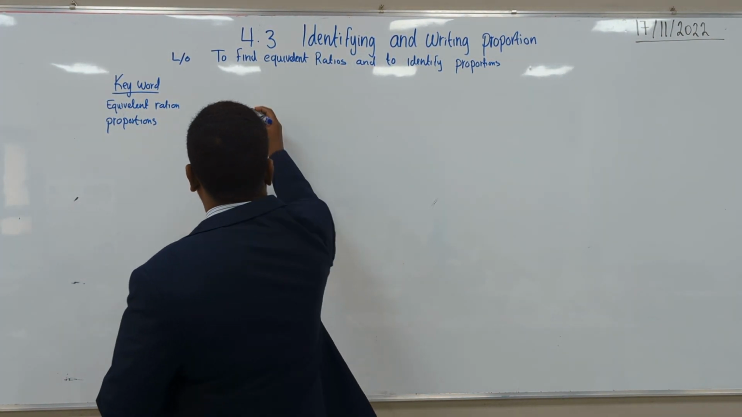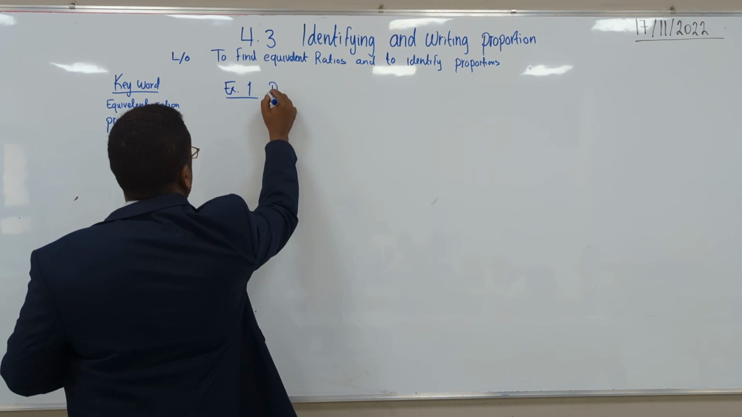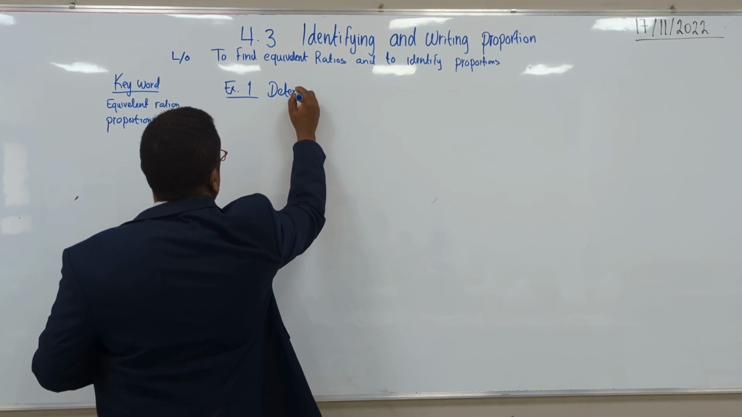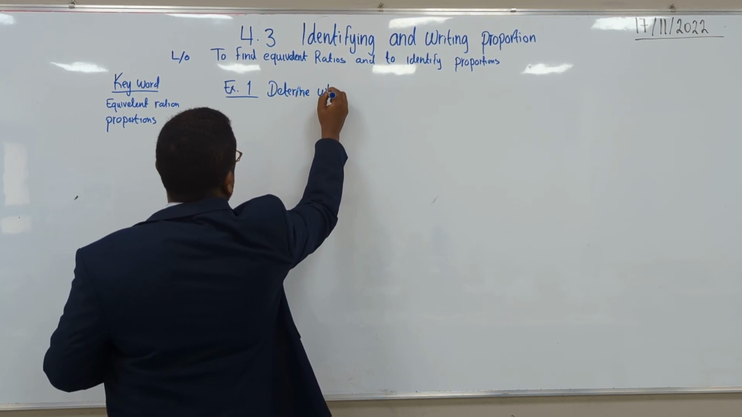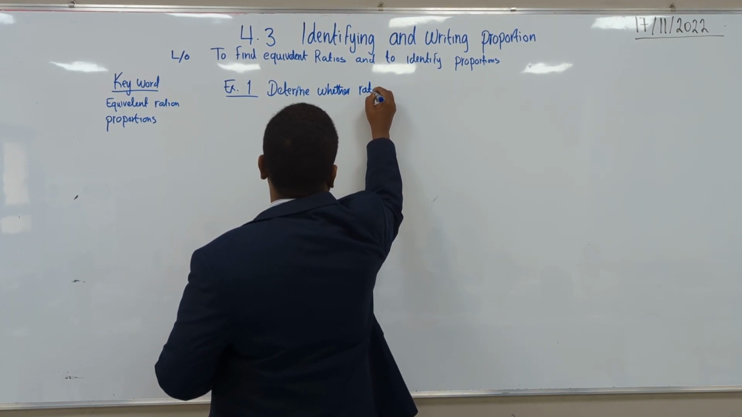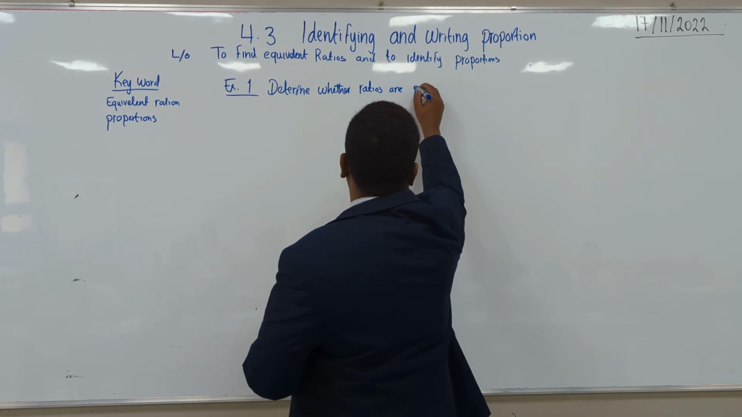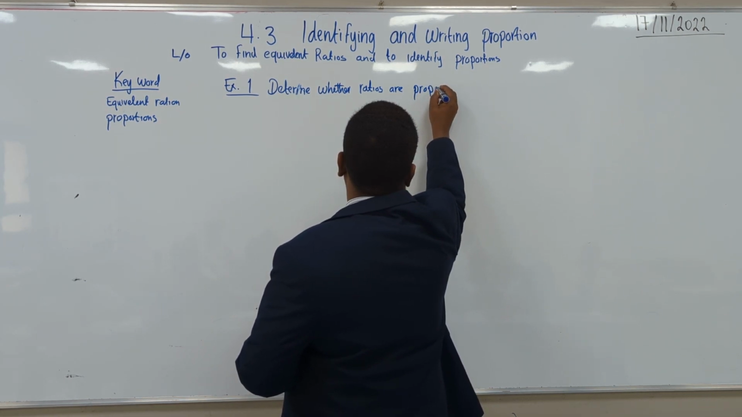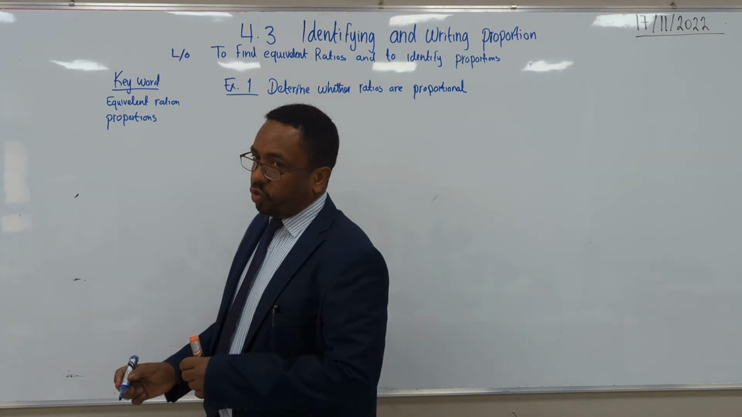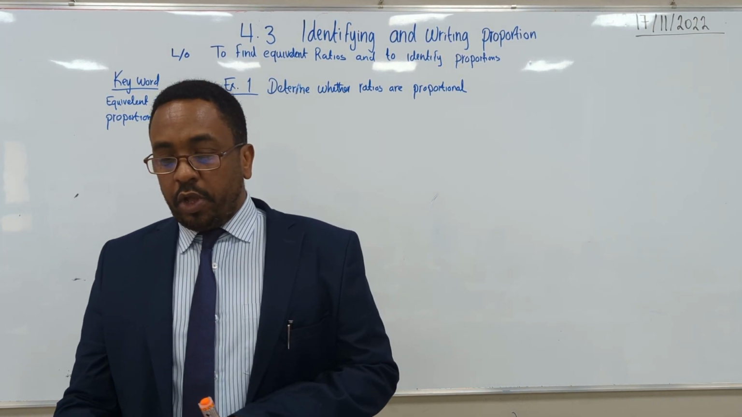So write down example 1. Determine whether ratios are proportional. Okay, so to find out if two ratios are proportional, first we need to find out if they are equivalent. So example 1.